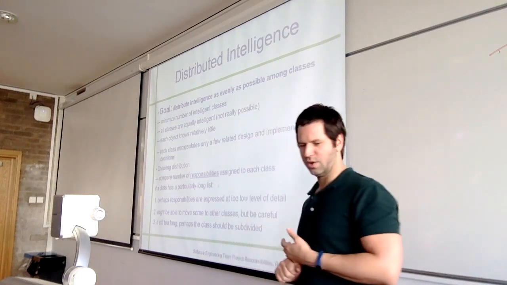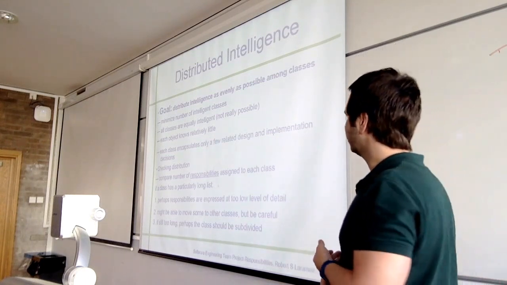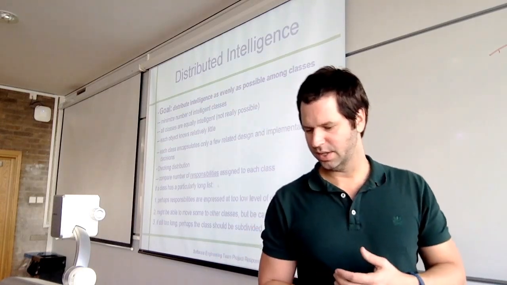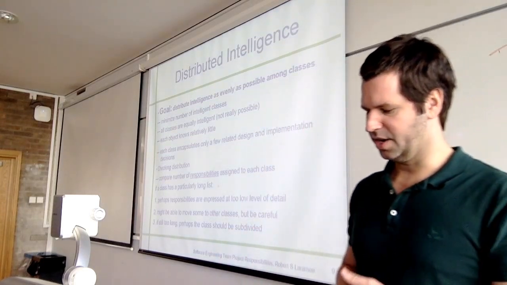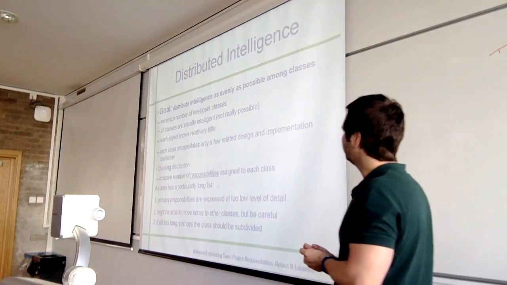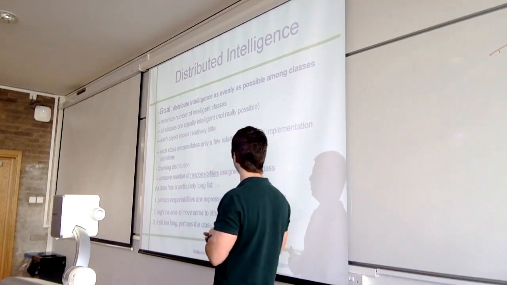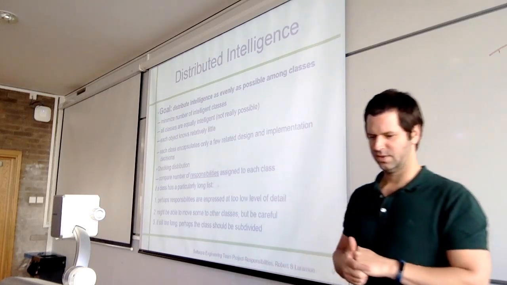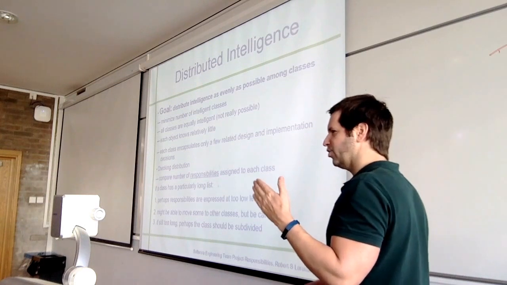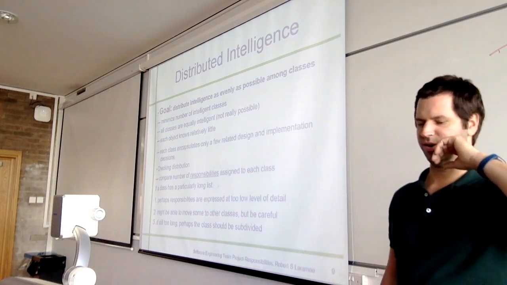In the ideal world, all classes are of equal intelligence, and every object doesn't know very much. Every object encapsulates only a few related design and implementation decisions. So when we want to check that we're doing a good job, we compare the number of responsibilities assigned to each class, right? So the number of methods and data attributes. If it becomes too big, then we need to do something about it, right?